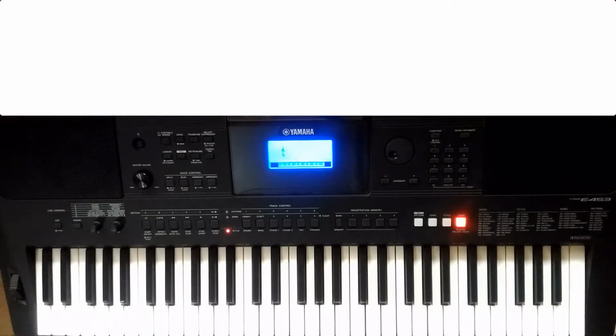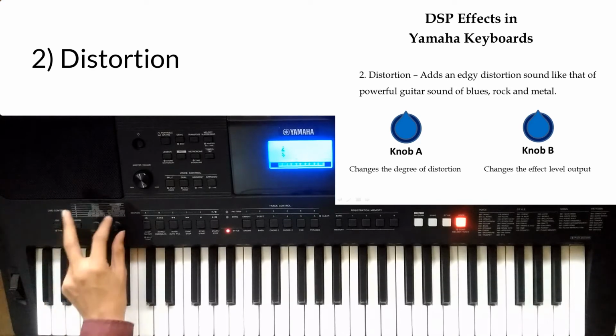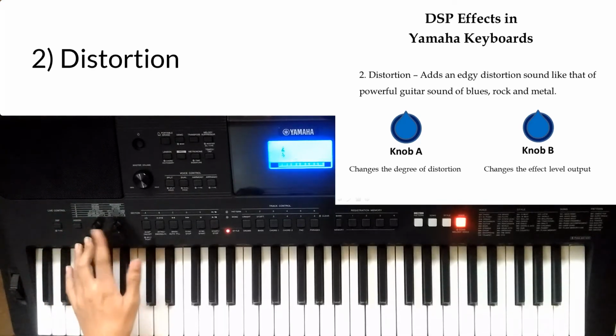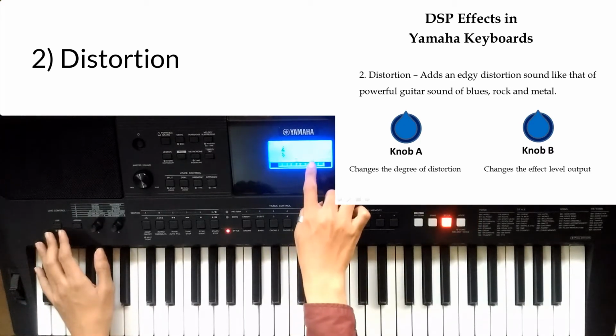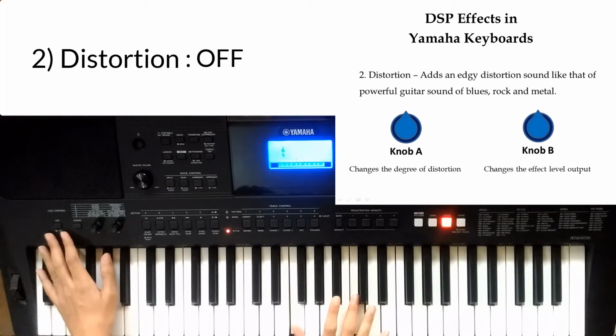Okay, so the next is distortion. If you want to add some kind of heavy, fuzzy, or mild distortion, you can use this feature over here. Quickly I'll move the knobs to default, and the second feature of this DSP is the distortion. Without distortion or without the effect, this is the sound.